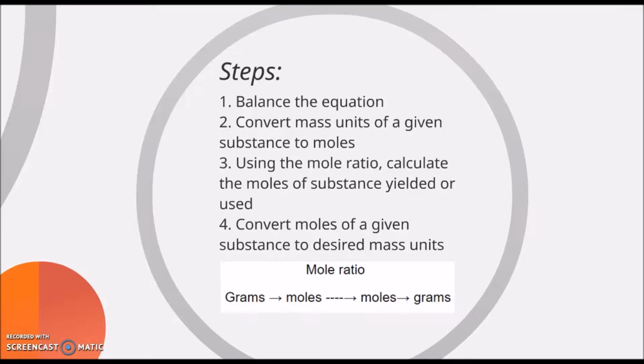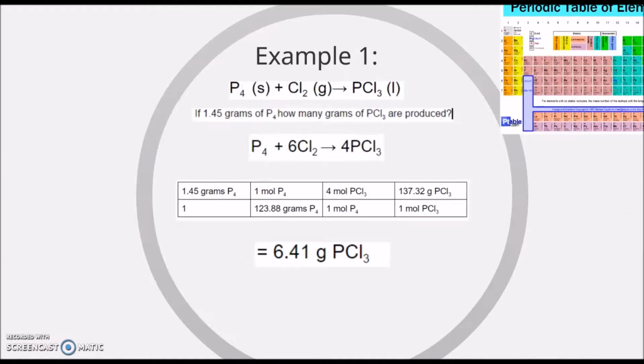Let's take a look at the very first example. If we have 1.5 grams of phosphorus, how many grams of phosphorus trichloride are required? According to the law of conservation of mass, matter is never lost or created, meaning yield must directly correspond with the reagents. So given the equation, we start by balancing it as so.